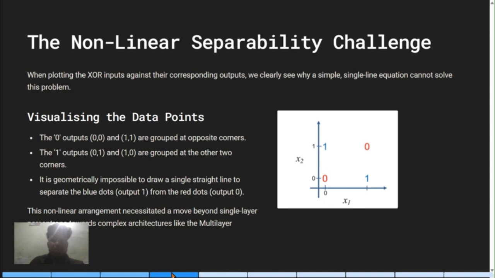Non-linearly separable challenges. When plotting the XOR inputs against their corresponding outputs, we clearly see why a simple single line equation cannot solve this problem. Let's visualize the data points. The 0 outputs, 0, comma 0 and 1, comma 1, are grouped at opposite corners. The 1 outputs, 0, comma 1 and 1, comma 0, are at the two other corners, and it is impossible to draw a single straight line.